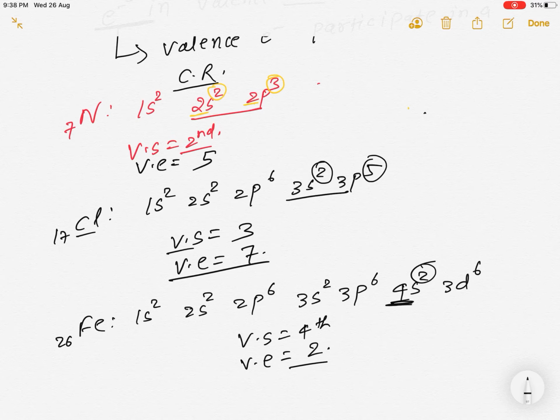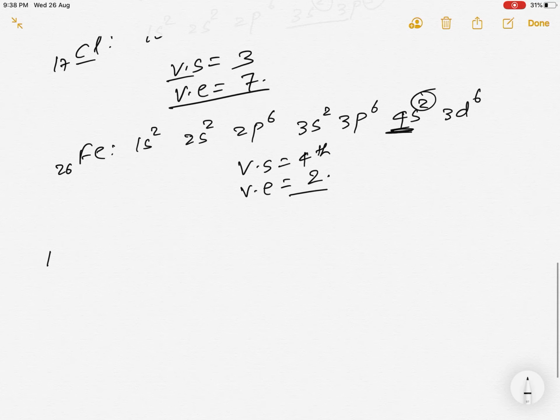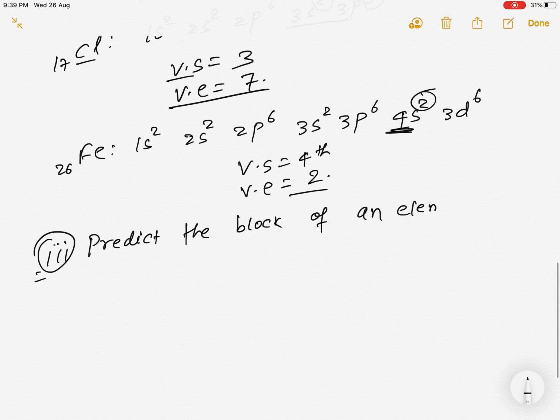If you have the knowledge of valence shell and valence electrons, that can have many uses. We'll see those uses very soon, but currently we are seeing the applications of electronic configuration. So let's complete that first. The third application is, you can predict the block of an element in the periodic table. PT is periodic table.